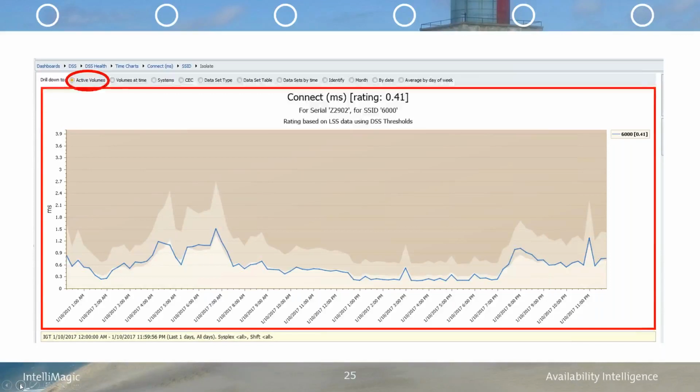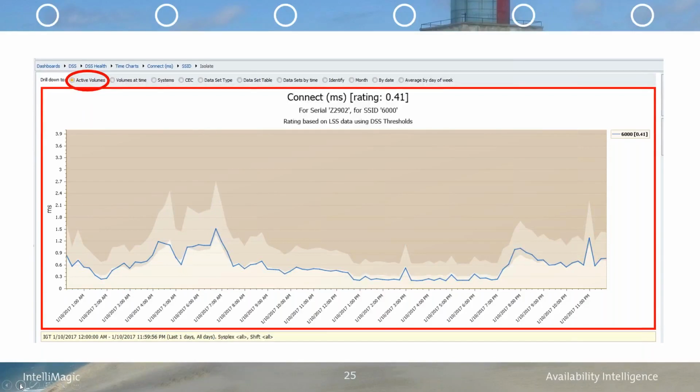So now we see just the connect time for the SSID in question, SSID 6000. And we see that it's getting up into that early warning zone quite frequently. And why, you may say, is it red when it's never getting into the dark, stormy area? Well, the reason is it's 41% of the time in the warning zone. And once we get to more than 30% of the time in the warning, we're going to flag that as red, even though it really never gets to that warning. Because too often you're getting high connect time, and that should be flagged.